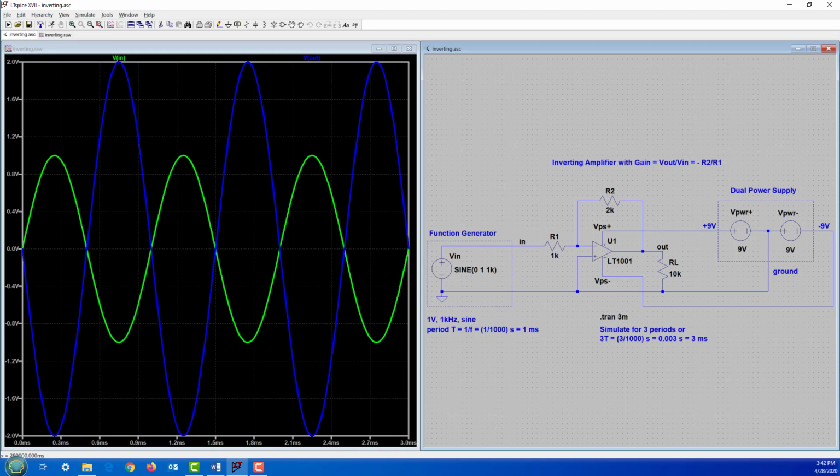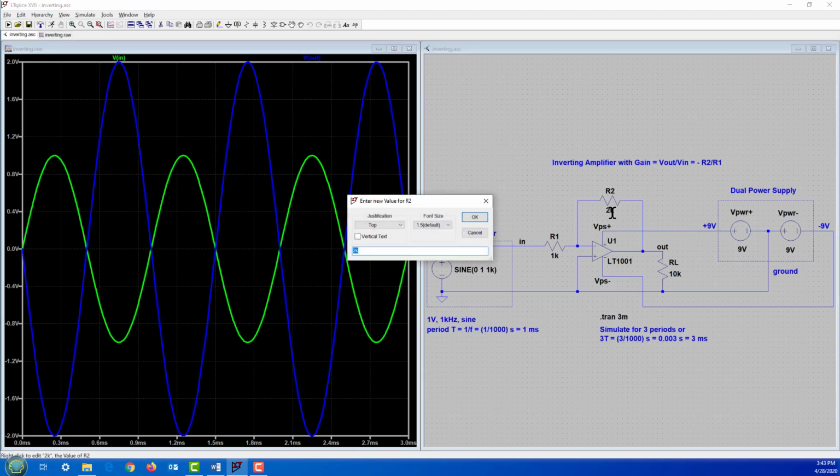So if you put in the green sine wave, you get a minus sine wave function, right? When green goes up, blue goes down. But as far as the amplitude is concerned, you can keep increasing this R2 value, and you'll get higher and higher amplitudes, higher and higher magnitudes of the output. But at a certain point, you get clipping.